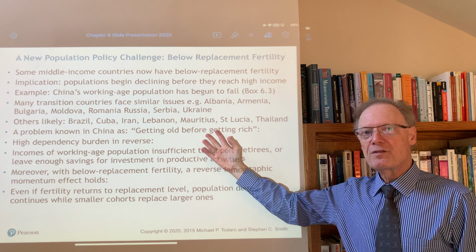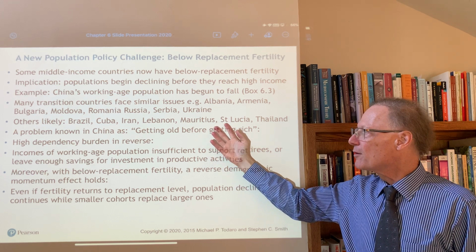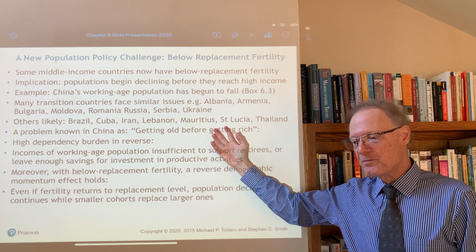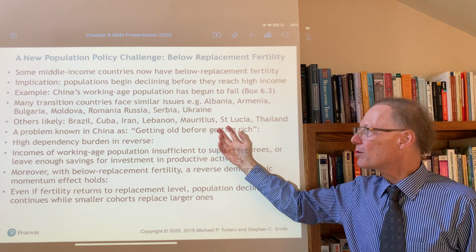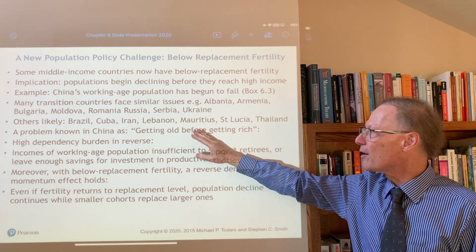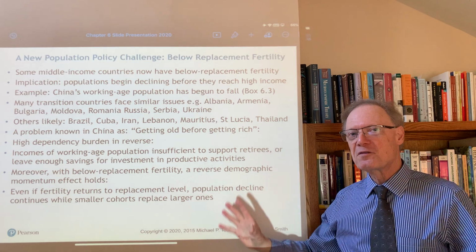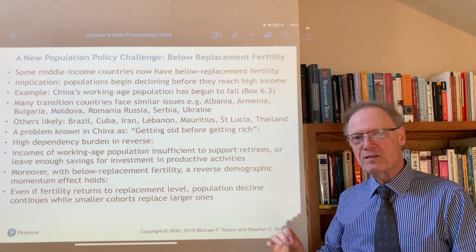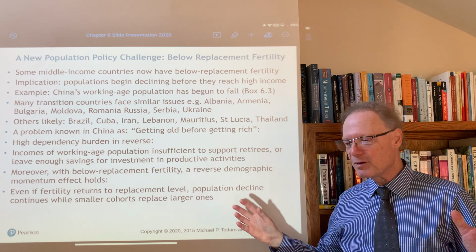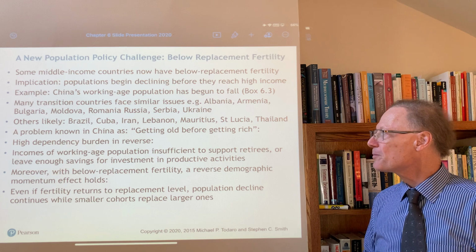Some other countries that either are or are very likely on current trends to be facing this problem, having in recent years had fertility rates of below 2 per woman, include Brazil, Cuba, Iran, Lebanon, Mauritius, St. Lucia, and Thailand. This is a very diverse group of countries that suggests there's nothing very specific or peculiar, for example, about Europe or East Asia. This could be a more general issue.